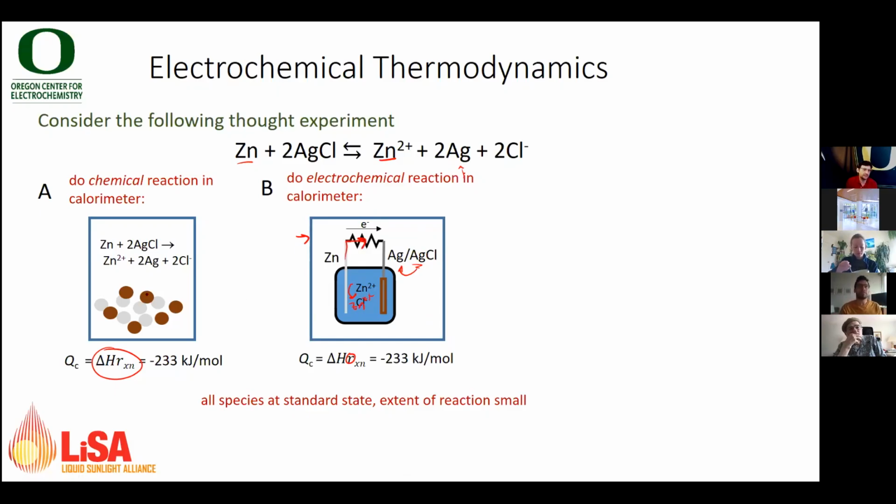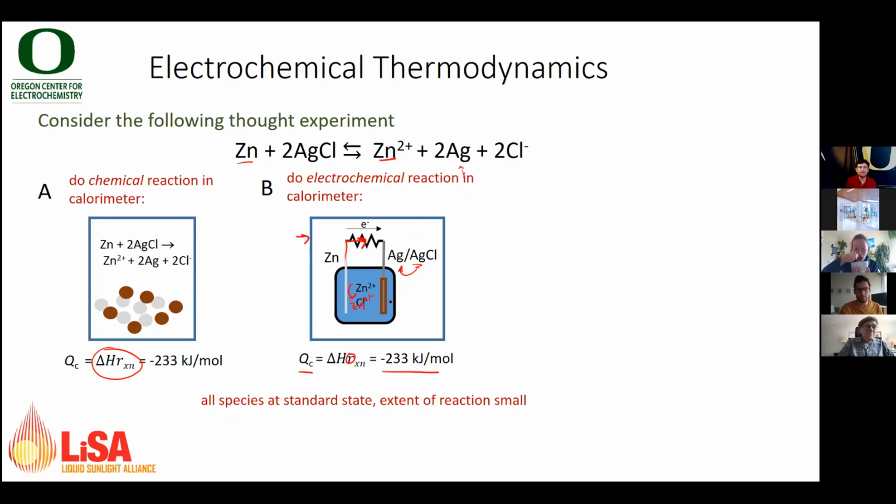Okay, so this is a chemical reaction, and this is an electrochemical reaction because we make the electrons take a different path than the ions. That's the only difference in electrochemistry versus chemistry, right? Make the electrons take a different path than the ions. So here, of course, I'll still see the exact same heat. It's the same system, right? Nothing's changed, except some heat will happen with the ions and some will happen with the electrons.